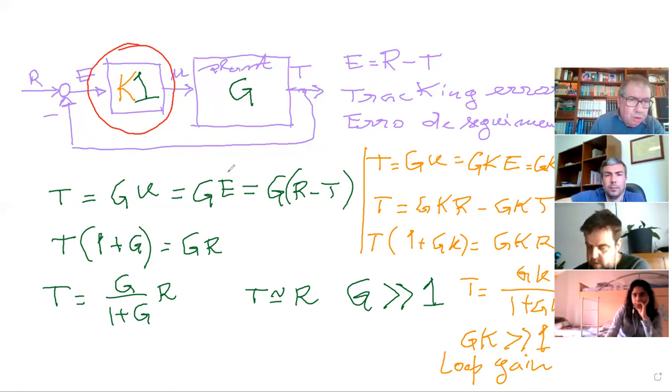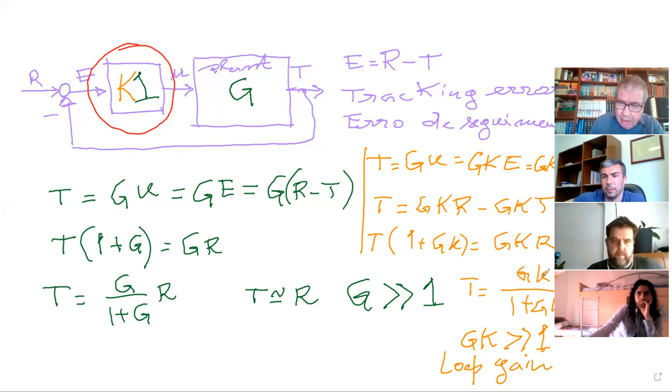Okay, so what you do is you place here a number, a gain, proportional gain. And in this way, you are able to converge to a value which is not exactly R, but it's very close, provided that GK is big. And G you can't change, but you can adjust K. Okay?